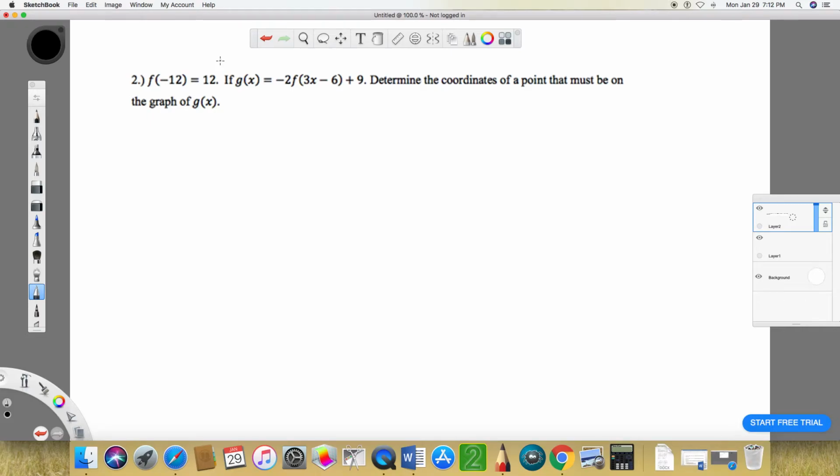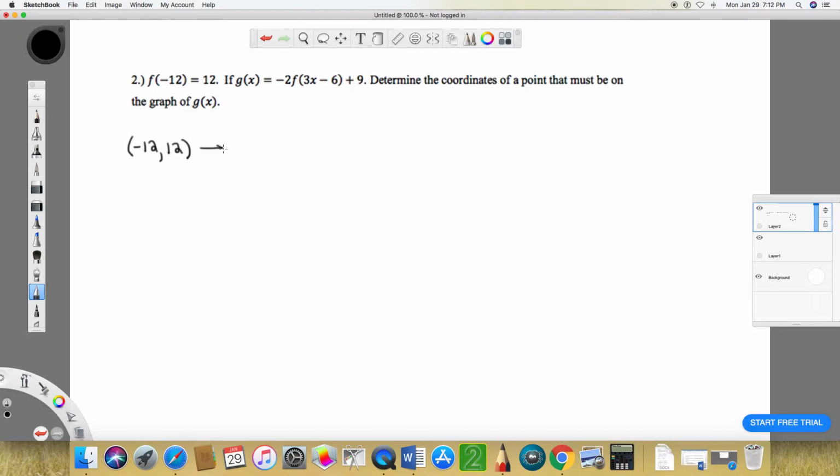Let's take a look here at number 2. We have a function f. It's passing through the point negative 12, comma 12. That's what f evaluated at x equals negative 12 equals 12 tells us. F and g are related through this equation. We want to transform this point that's on the graph of f to a point that we know must be on the graph of g.